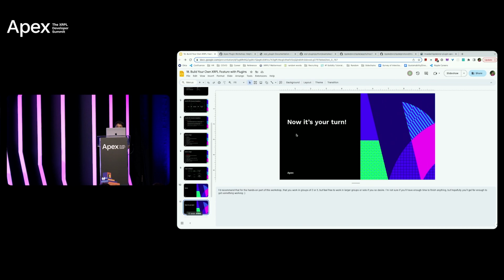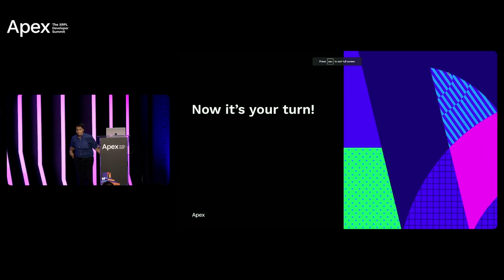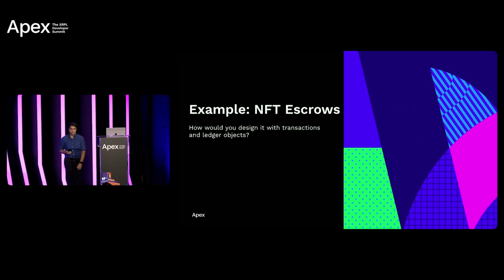So next we have our little example. I'd recommend that for the hands-on part of this workshop you work in groups of 2 or 3, but feel free to work solo or in larger groups as you see fit. And this is our example, NFT escrows. For those who need a refresher, an escrow is where an asset is held without anyone being able to access it until some condition is met. In the XRPL world, that's usually a condition or a time requirement.